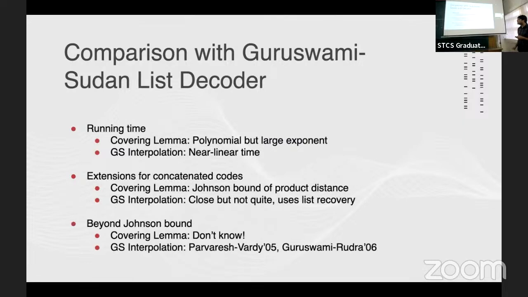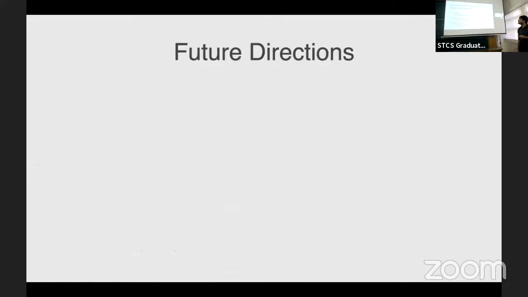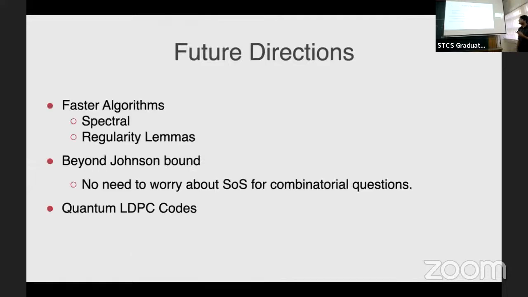And the main question is, can we go beyond the Johnson bound with this framework? Of course, this has been done for Guruswami-Sudan with folded Reed-Solomon codes. One of the future directions is, of course, beyond the Johnson bound. And for combinatorial questions, we just have to think about the covering lemma. We don't have to worry about SOS, etc. That's only for algorithmic considerations. And for faster algorithms, there are some directions in spectral methods or regularity lemmas, etc. And also quantum LDPC codes, for which we have some work that is under submission.